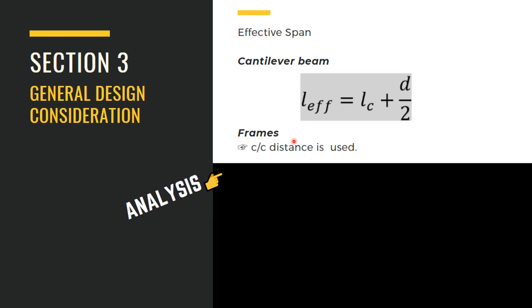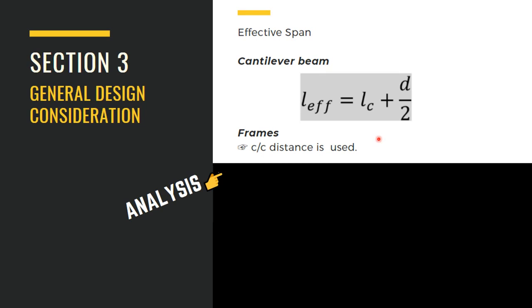For a simply supported beam, it is Lc plus d or Lc plus b. For a continuous beam, it depends on the width of support and clear span. If the width of support is less than 1/12 of clear span, the effective span is the same as that of simply supported, or else there is a formula, Lc plus d by 2 and Lc plus b by 2, whichever is lesser. For a cantilever beam, this formula, and in case of a frame, the center to center distance is used.